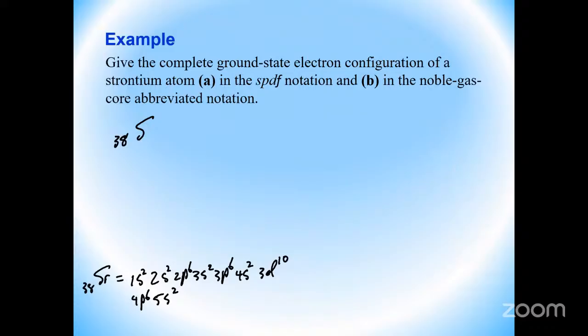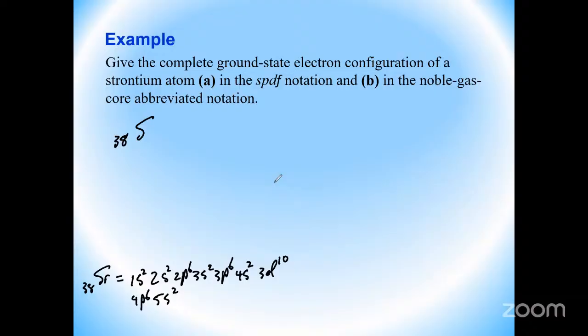Okay, so we have answered the A part, which is the electron configuration according to the SPDF notation. And then this is asking for the noble gas core abbreviation. So basically, if you remember what we said, to get the noble gas abbreviation, we look at the periodic table and we look for the element in group A that comes before strontium. And that would be what? Can't see it from here. That would be krypton, right?